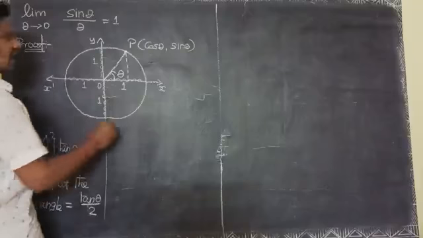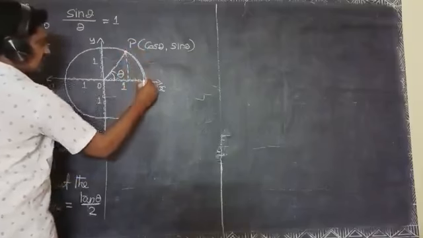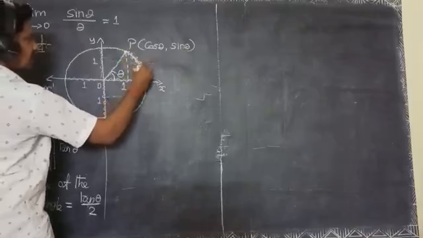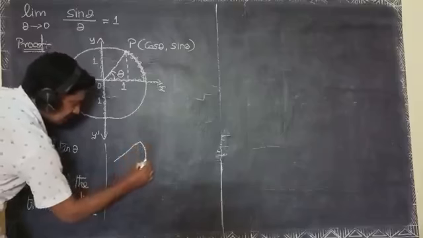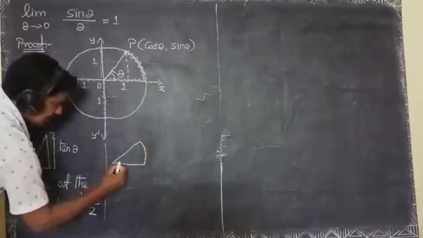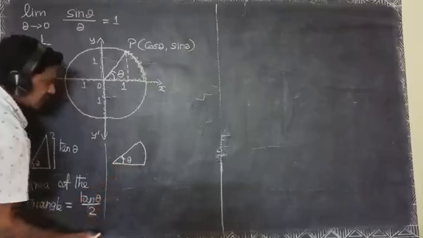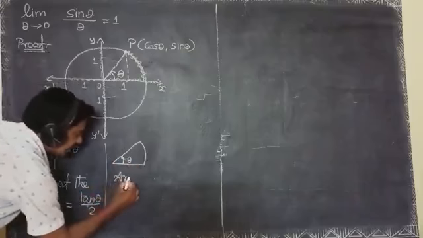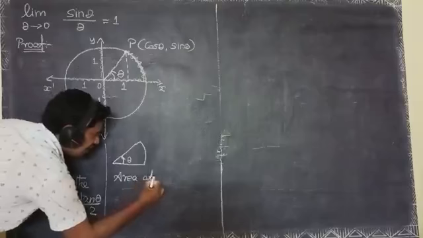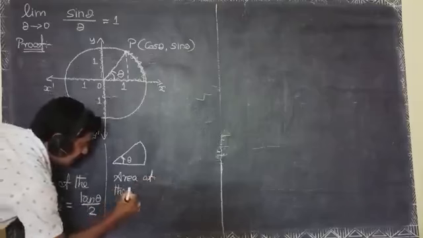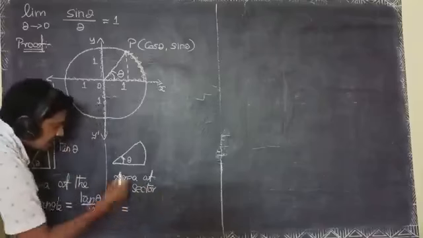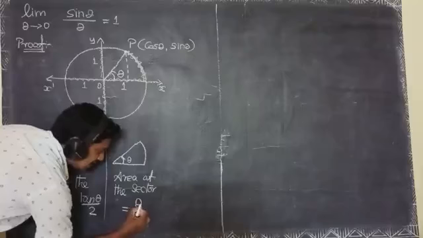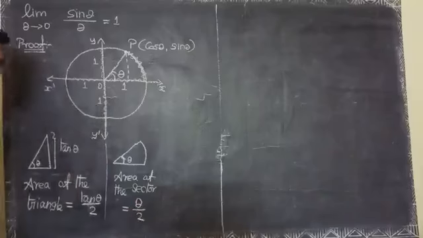We take the sector. This is the sector, and this is theta. Area of the sector is theta divided by 2.